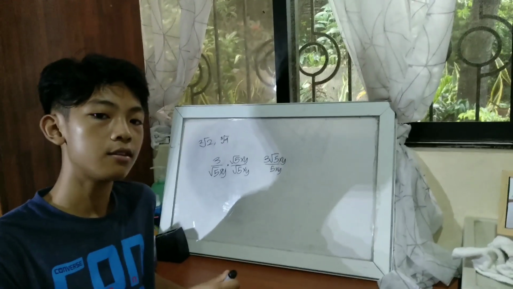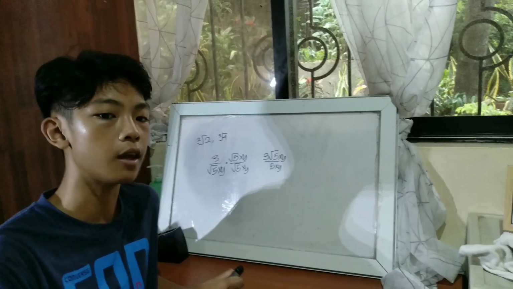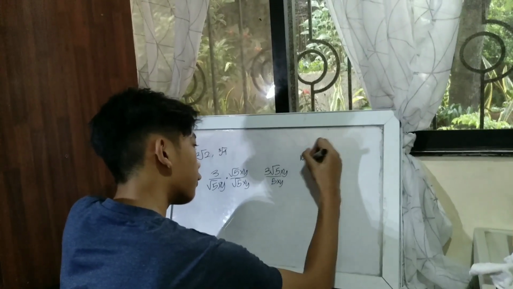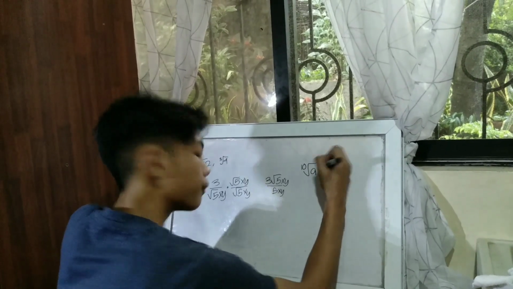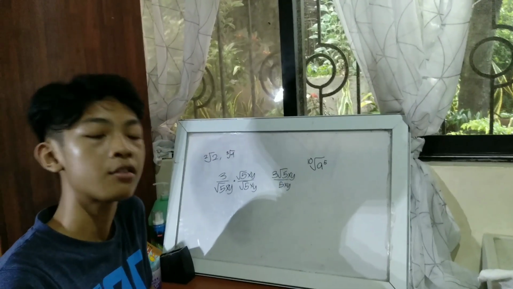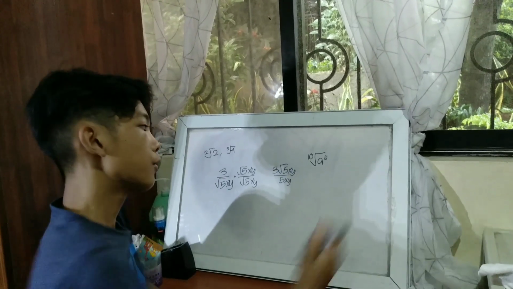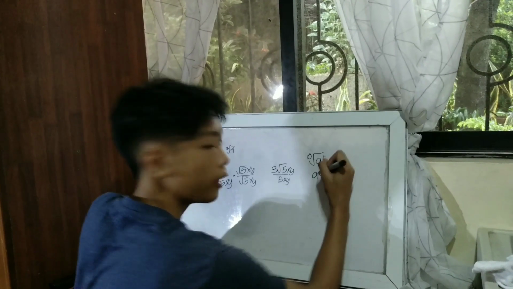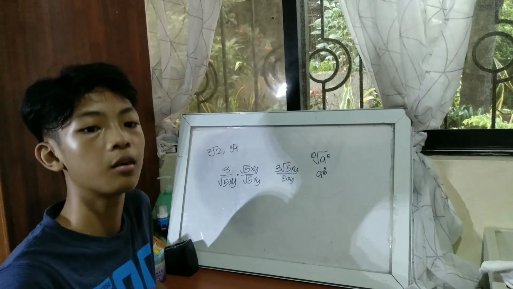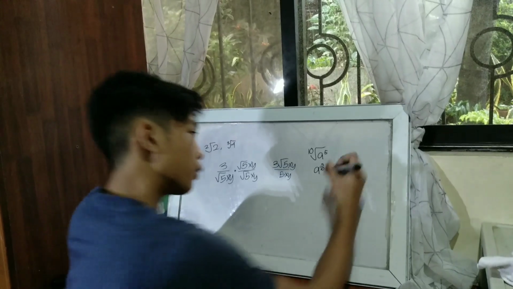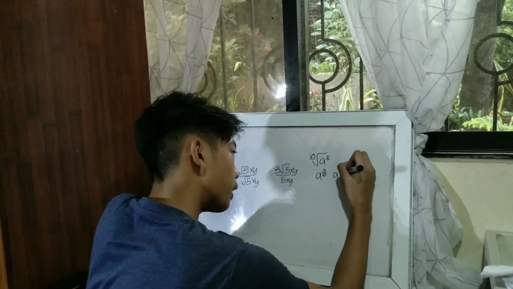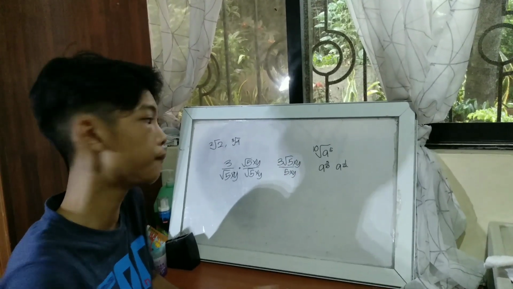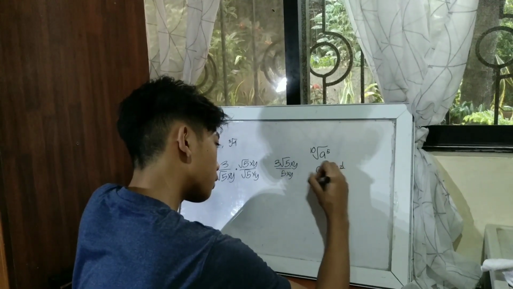Lastly, we can simplify radicals by reducing the index if possible. For example, the 10th root of a raised to 5. We can rewrite it as a fractional exponent. So, this will be a raised to 5 over 10. And then we can reduce the exponent. So, this will be a raised to 1/2. And then we just simply rewrite it in radical form. So this turns into the square root of a.